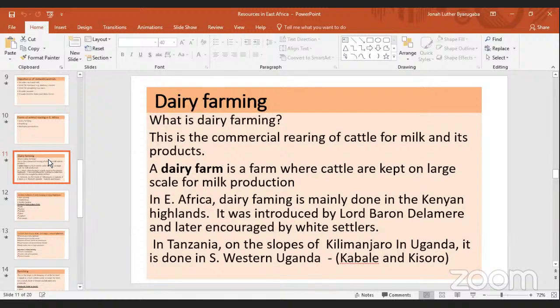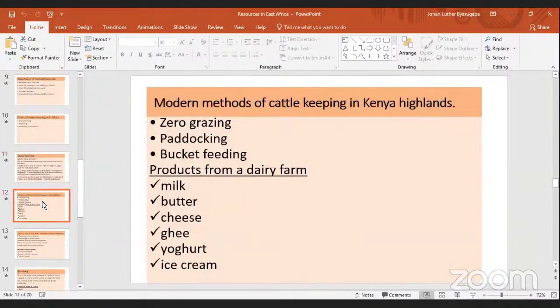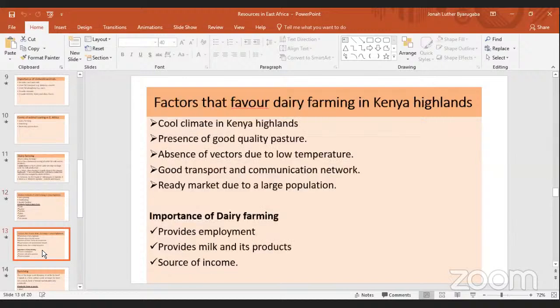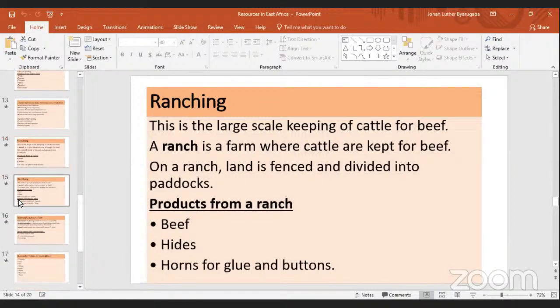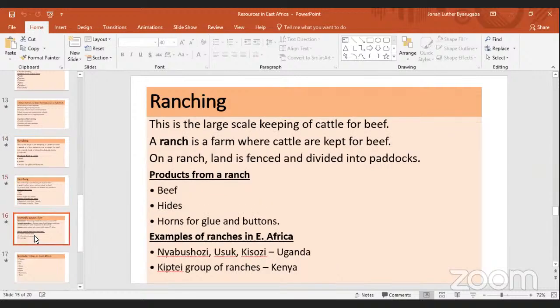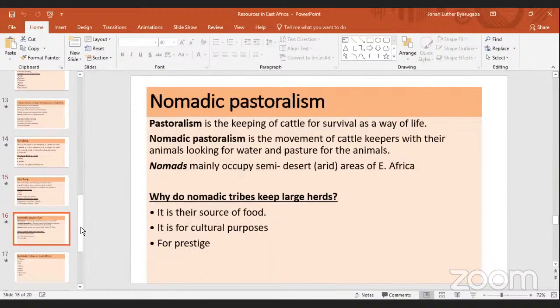In the lesson that followed, we discussed dairy farming, what dairy farming is, and areas in East Africa where it is carried out. We discussed methods and products from the dairy farm, and factors that favor dairy farming in the Kenyan highlands. We discussed ranching, what a ranch is, what ranching is in general, and products from a ranch. We ended with nomadic pastoralism.